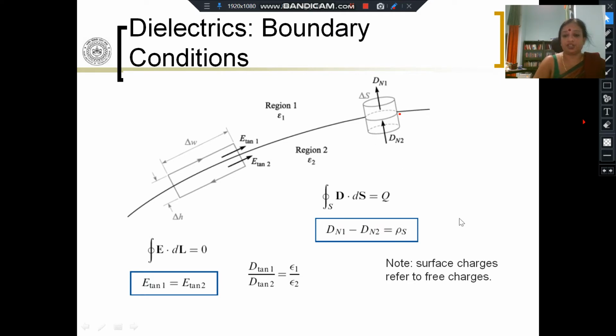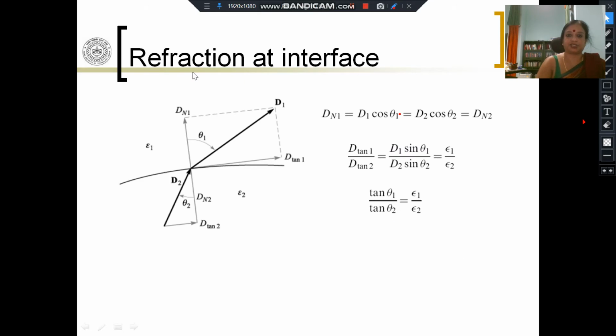Remember, when we are talking about rho s, we are talking about free charges. We are not talking about induced or bound charges. There might be induced charges, there might be bound charges. Those are not to be taken into account. DN1 minus DN2 must be equal to the free surface charge density at the interface between two dielectrics.